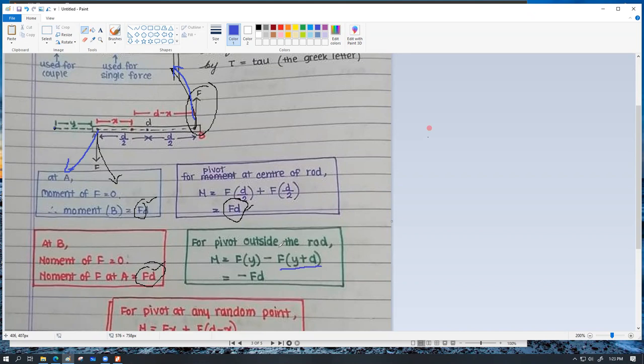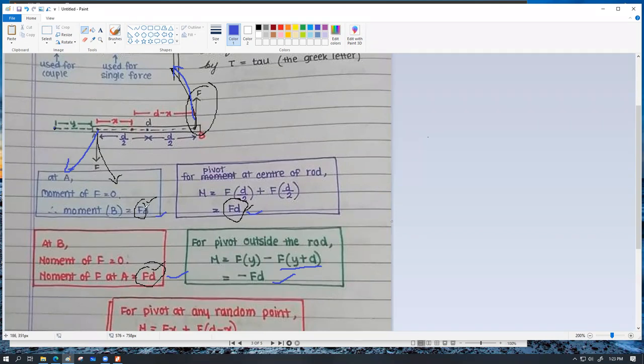So after doing the calculation, the final value that you are left with is minus FD, which basically means the total moment, or the torque produced by this couple, is still going to be F into D anti-clockwise. You will see that you're getting exactly the same expression. You're not getting anything different.